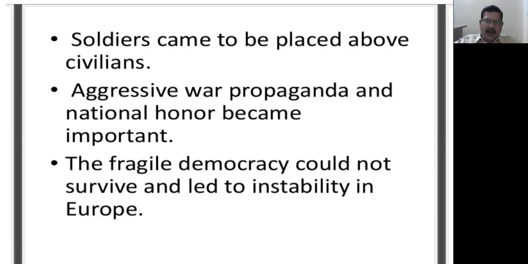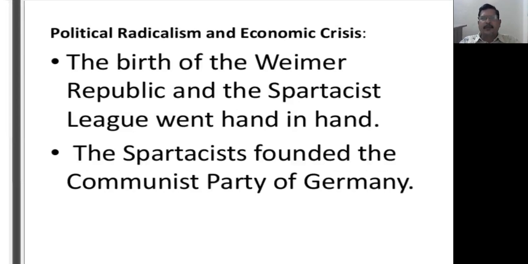Fragile means not strong, breakable. We call a glass piece fragile. Why? Because if it falls down, it will break. The same way, democracy was very fragile in Germany. The fragile democracy could not survive and led to instability in Europe. Everywhere, this became a problem.